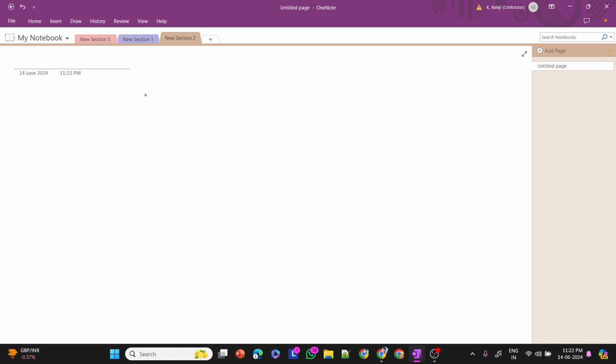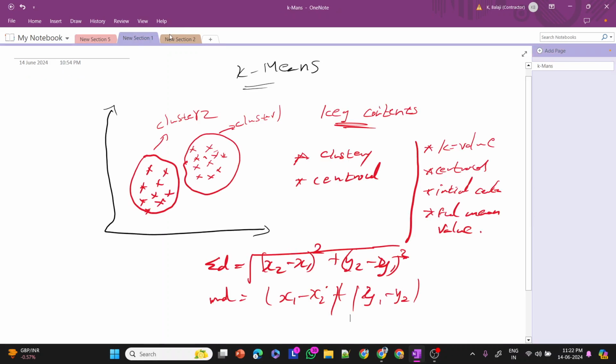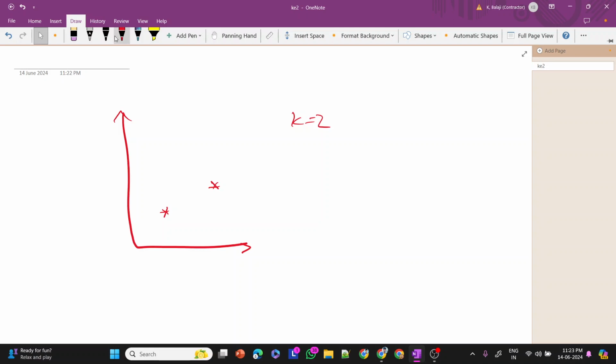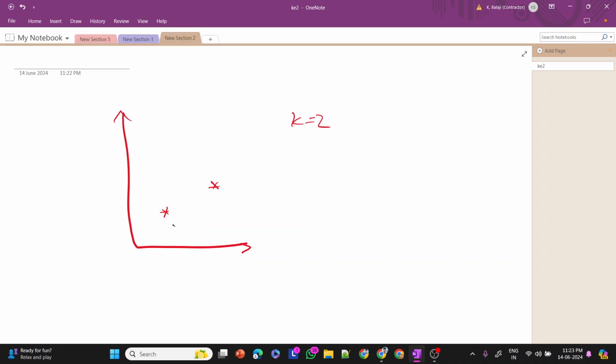Let's take the initial steps. Whenever we define K as 2, initially we put two data points randomly. This is the first step in K-means clustering. These first K points are called centroids, and then we take another new point and put it in that position.